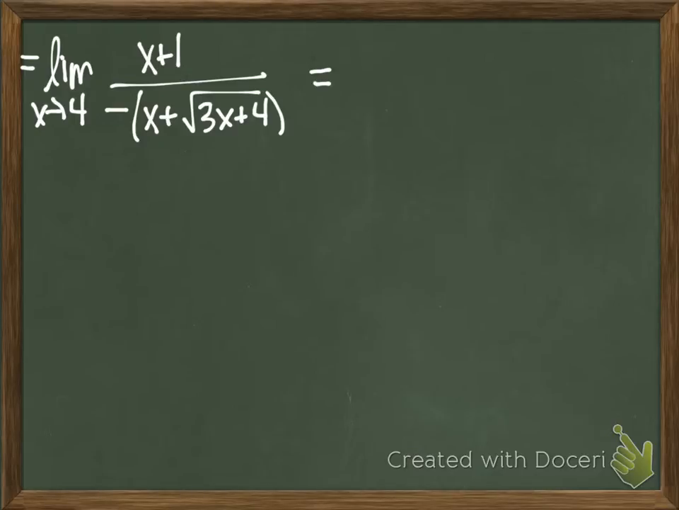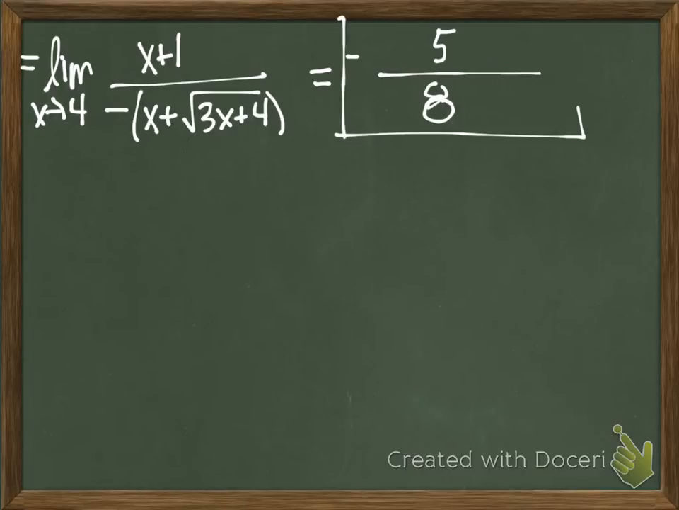And now the great news, if you go back to substitution, we're actually going to be able to evaluate this limit. So when I plug in 4 in the numerator, I'm going to get 5. In the denominator, I'm going to get a negative 8, so let's pull the negative out front. So we're going to end up with a negative 5/8 for this limit. So that's the main strategy.